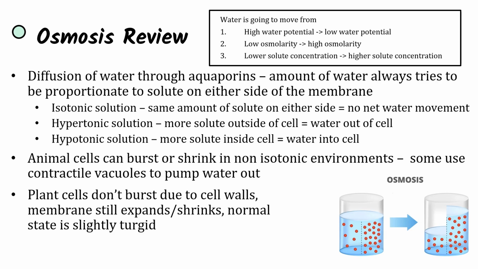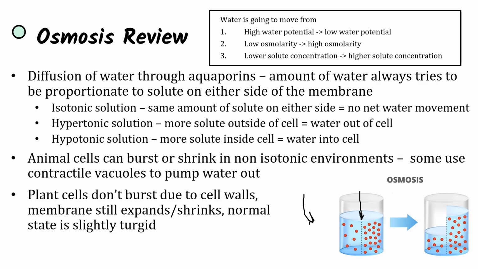If we look on the bottom picture here, we've got an unequal amount of solute, an unequal amount of molecules in each side of this beaker. It's got a semi-permeable membrane, meaning that water can pass through, but the solute can't. So even if the solute wanted to diffuse across this membrane, it wouldn't be able to because of this semi-permeable membrane. So over here we've got a lot of solute, high concentration, over here low concentration.